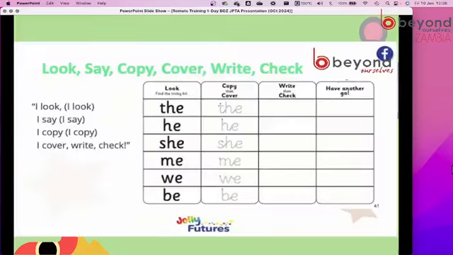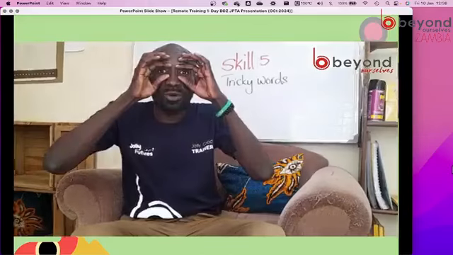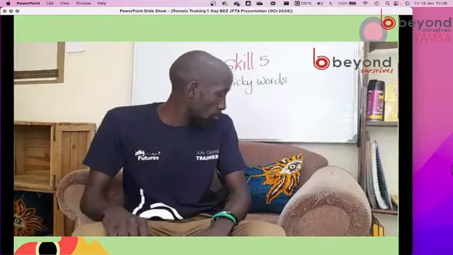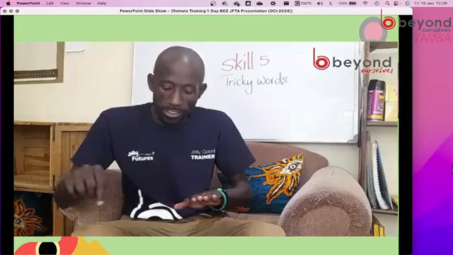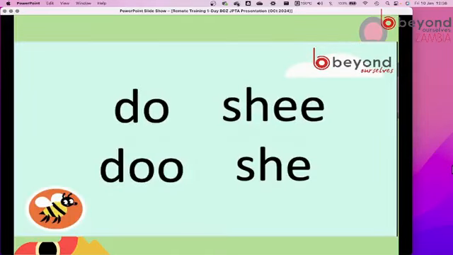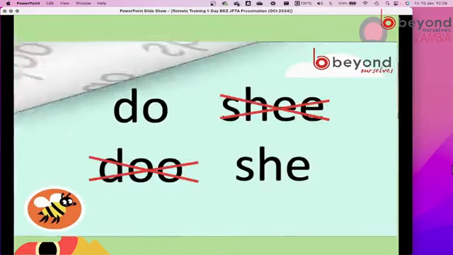The main method that we use to teach tricky words is look, say, copy, cover, write, check. I look, I say, I copy, I cover, write, check. Often we can check the spelling of tricky words by seeing if it looks right when written.